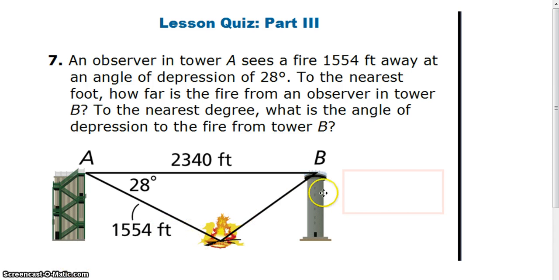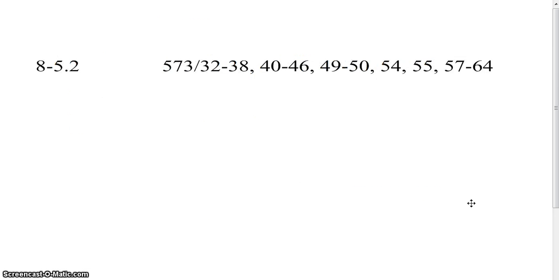Okay, so once again, you had to use the law of cosines to find this side, right? And so when you did, you got 1,212 feet. And then you would use your law of sines to find the angle B, which is the angle of depression from tower B, and that should be 37 degrees. Woohoo! Good job.